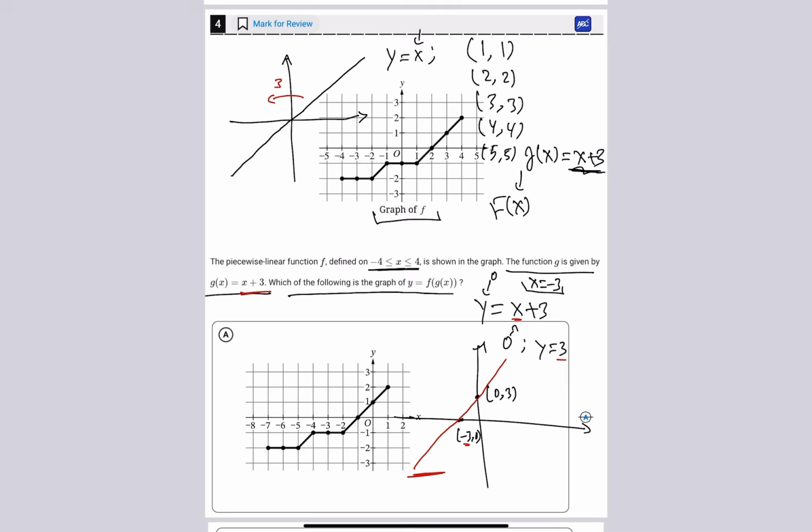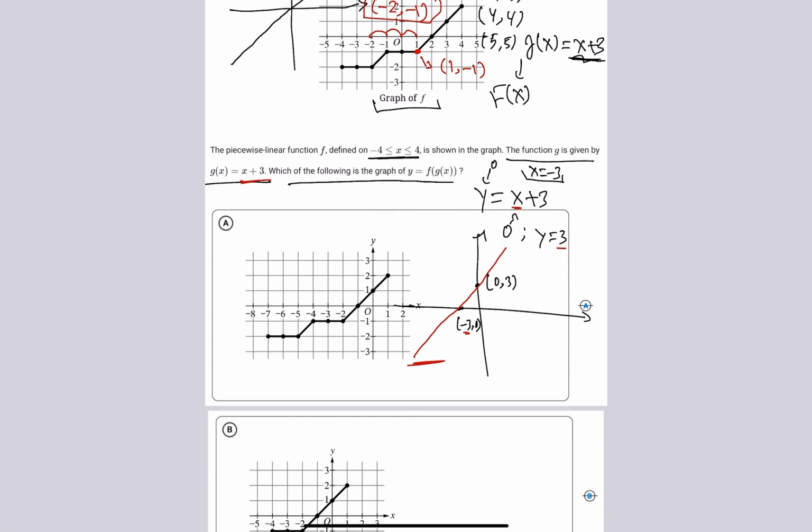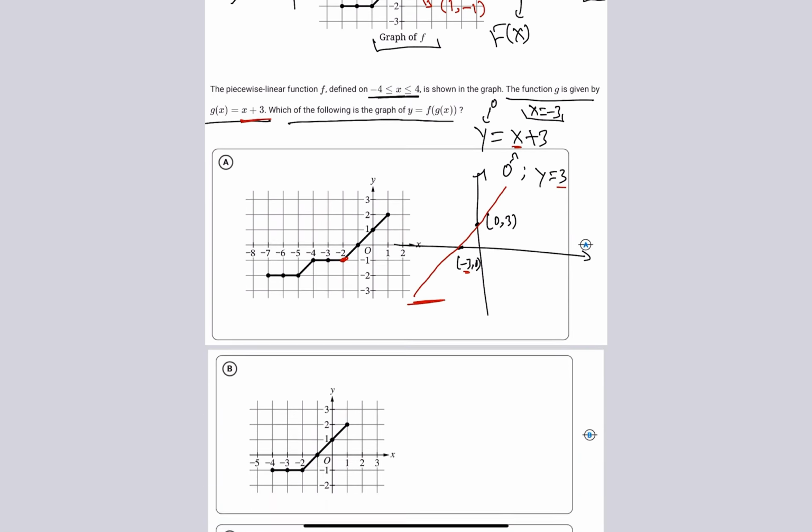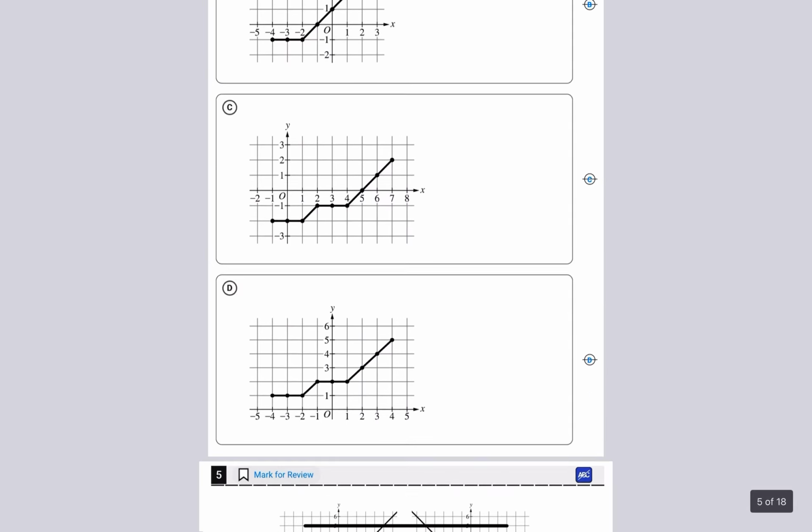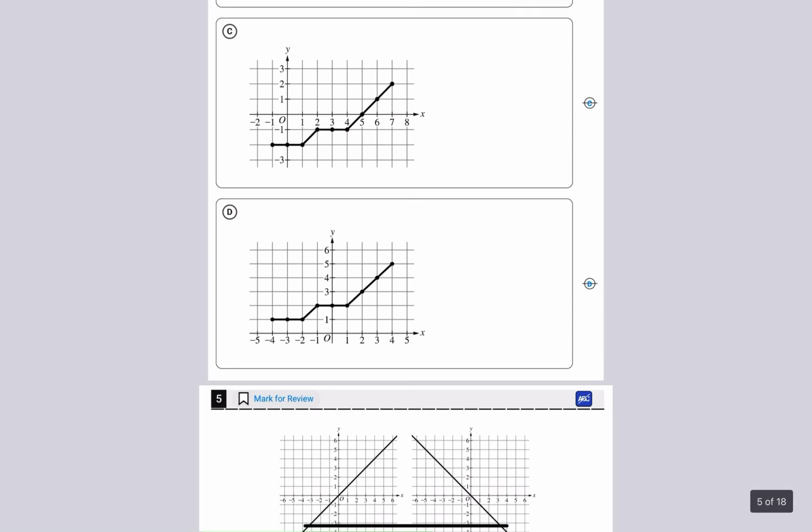So let's take this point. This is (1, 1), right? Now, it's going to shift 1, 2, 3. So now we're going to have (-2, 1). We're going to have to search for this point, (-2, 1). Well, this is (-2, 1). Yeah, that's pretty much it.